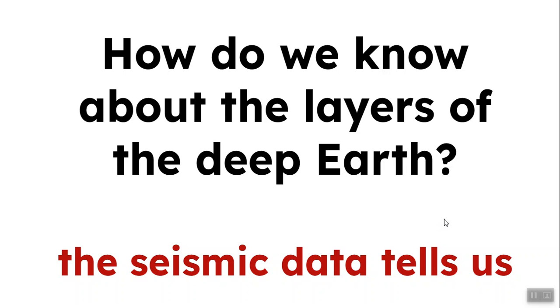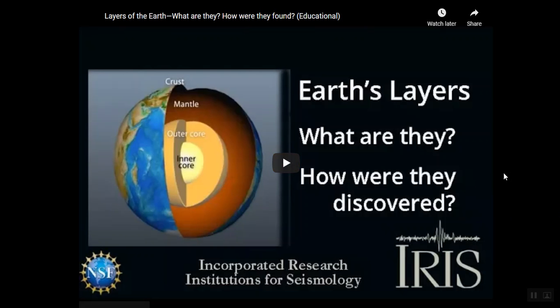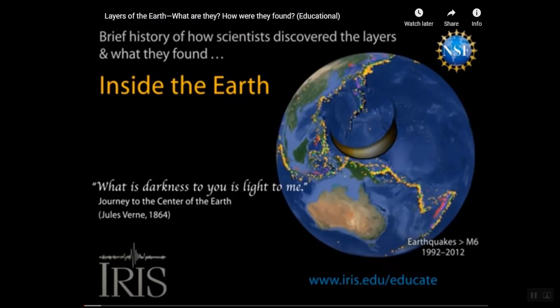We can look at all the seismic data, the P waves, the S waves, and the surface waves, and mostly the P waves and the S waves, and we can see those layers from that data. All right, I'm going to leave this video. It's linked in your document, and you can watch this on your own, but it does help explain all of this.